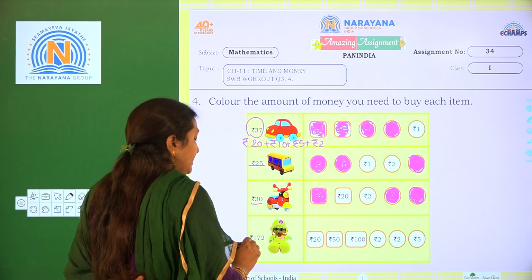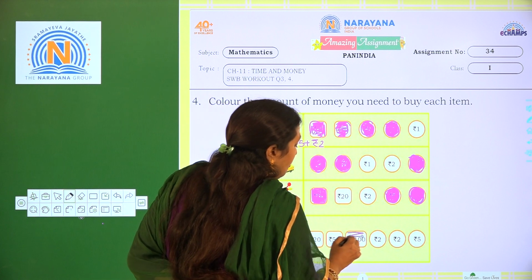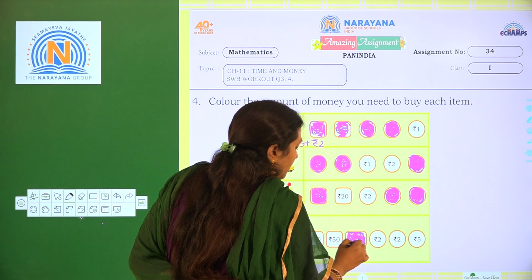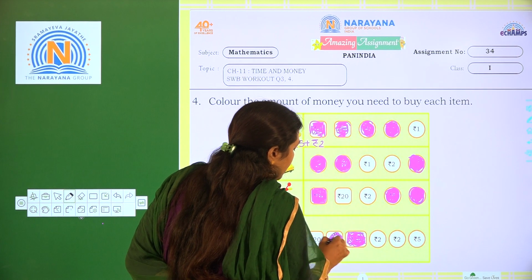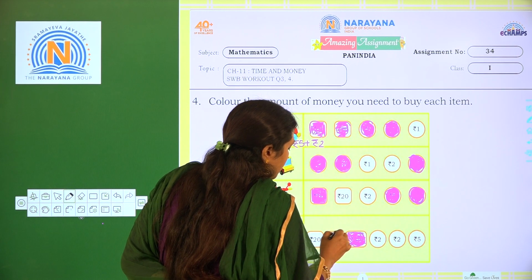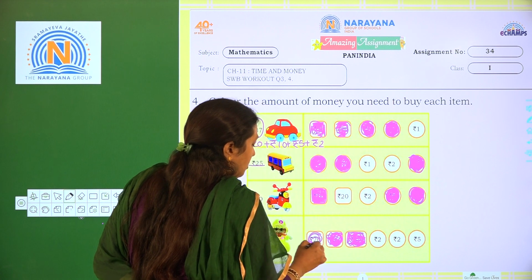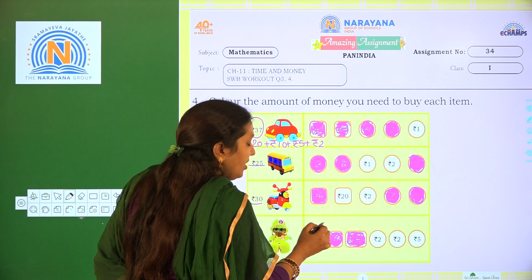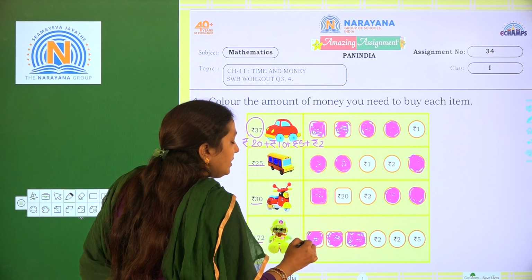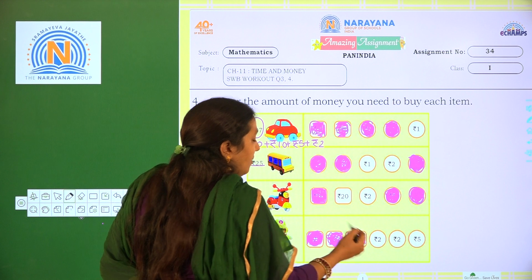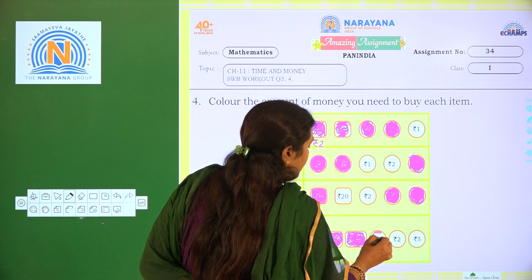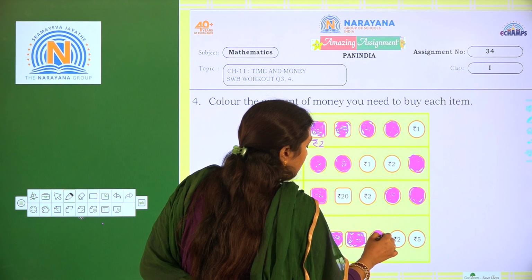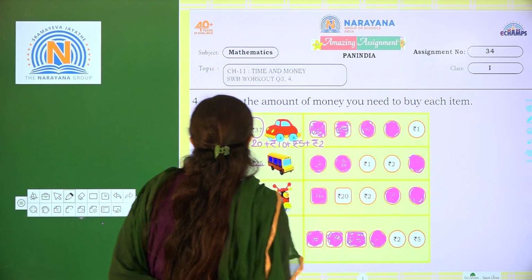Next, 172. For that I am taking a 100 rupees note, a 50 rupees note, a 10 rupees note, and how much more is required? 100 plus 50 is 150, plus 20 is 170, plus 2 is 172. Coming to the next one.